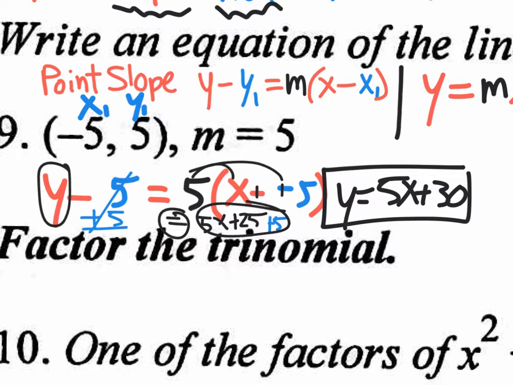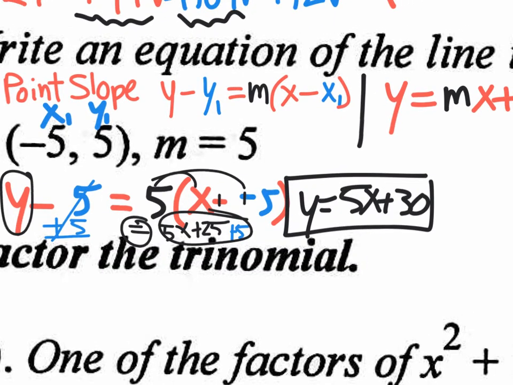Now, let's say you totally forgot point-slope form. Let's say you only remember y equals mx plus b. This is a second way of doing this problem. So I'm going to take my x1 and my y1. This is a coordinate x1 and y1. And I'm going to take my x1 value and plug it into x, and my y1 value and plug it into y.